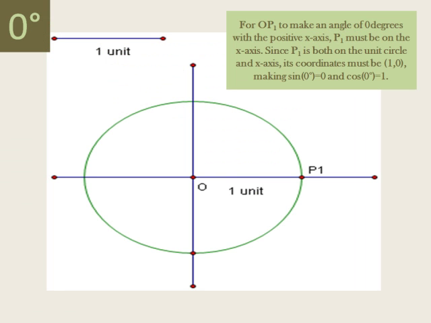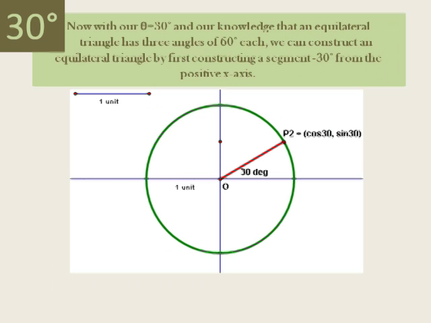For the line from the origin to point P1 to make an angle of 0 degrees with the positive x-axis, P1 must be on the positive x-axis. Since P1 is both on the unit circle and the positive x-axis, its coordinates must be 1, 0, making sine of 0 degrees equal to 0 and cosine of 0 degrees equal to 1.